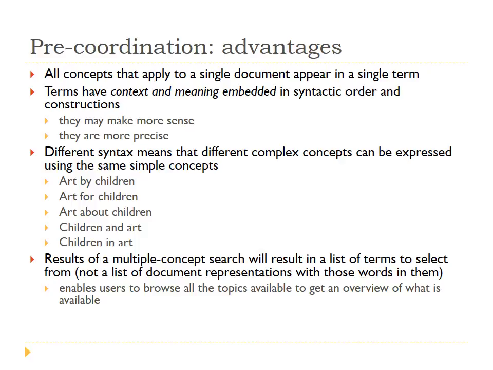And then results of a multiple concept search will give you a list of terms to select from. So instead of getting search results of items themselves, of resources themselves, a pre-coordinate vocabulary can be presented to a user in a list where you see the subject and understand the subject in context versus just jumping straight to the resources, which might be confusing. And so this lets people browse all the different subjects and the relationships between those subject terms to get an overview of what's available in the collection.